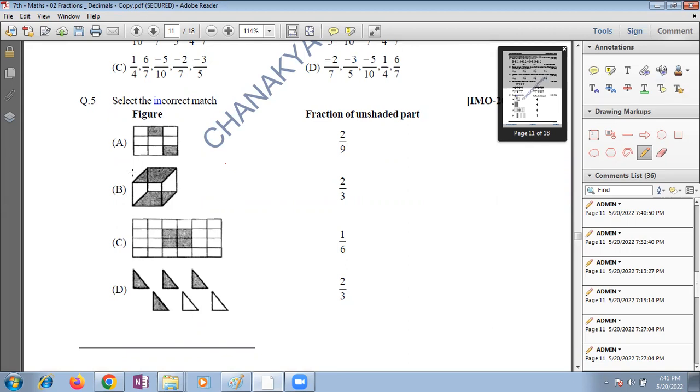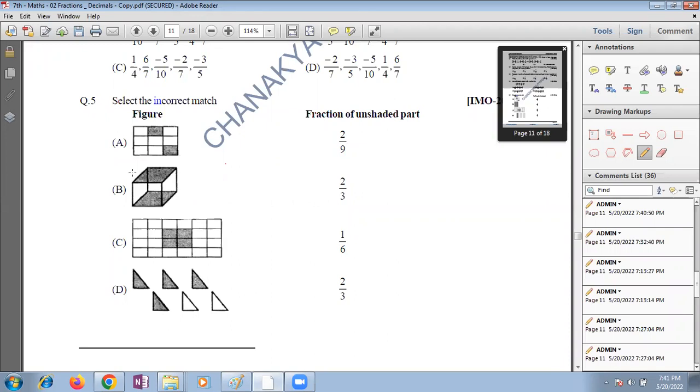Very good. But 2 by 3 was given. That's the wrong given here. Very good. Since it is cube shape, a cube has 6 faces. How many faces does your cube have? Just look at your room. Your room is cube shaped.